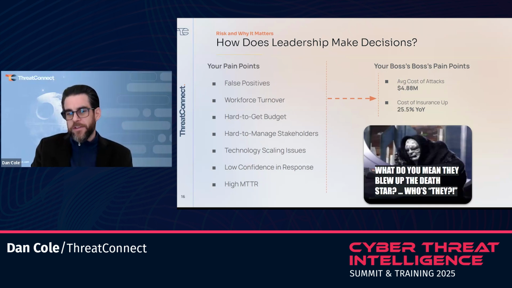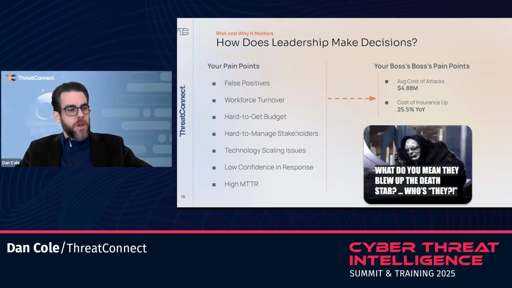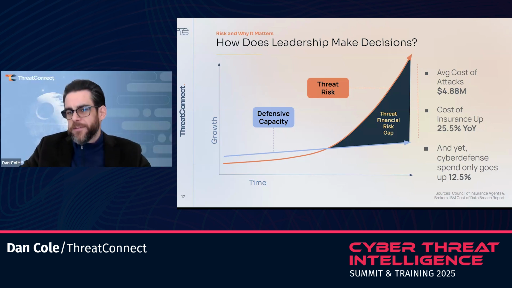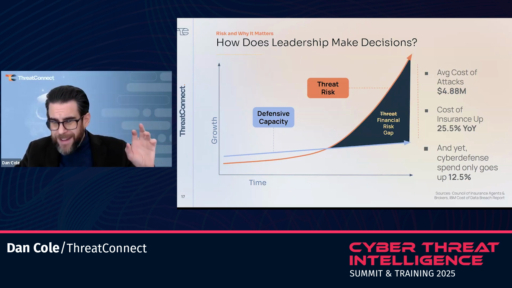The average cost of attacks last year was $4.88 million. And that was a record, and we're anticipating that record to be beaten this year. The cost of cyber insurance is up 25.5%. So those costs, the top line or bottom line impact of your pain points, are growing and growing and growing. So what they see this threat gap as, they see it as a risk gap, meaning that the financial impact on the organization is growing. So we see all those risk numbers growing up. Now, despite that, cyber defense spend is only going up 12.5%. And that's a bit of a mismatch.